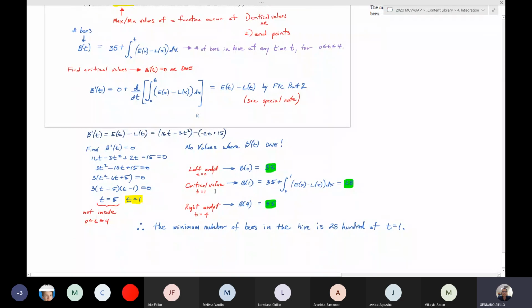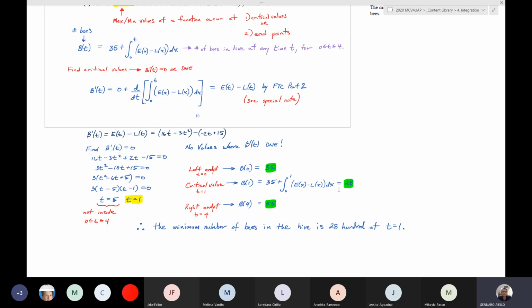Then for the critical value, I'm going to sub 1 into that function b up here. So that's 35 plus the integral from 0 to 1 of e to the x minus L of x dx. And so I cheated again to save time. I did this on the calculator and I got 28. So it's 2,800 bees at time t equals 1.